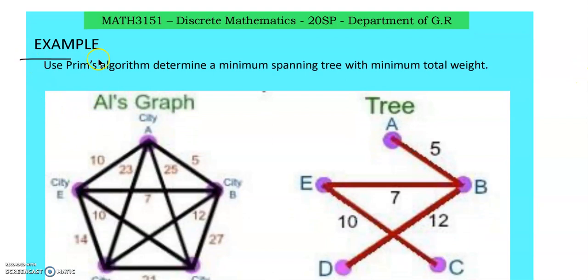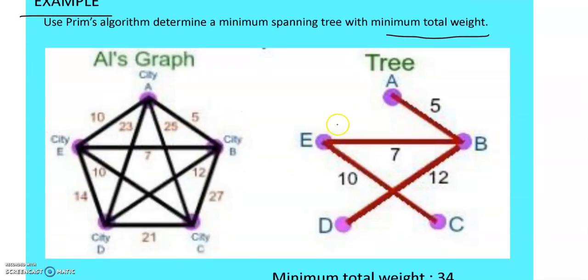You see, use Prim's algorithm to determine a minimum spanning tree with minimum total weight. Now you see here, I have not written the procedure because we have already discussed it in detail in the previous example. Now you see this graph. Now you select the minimum weighted edge first. This is the minimum weighted, AB. So now I select AB first.